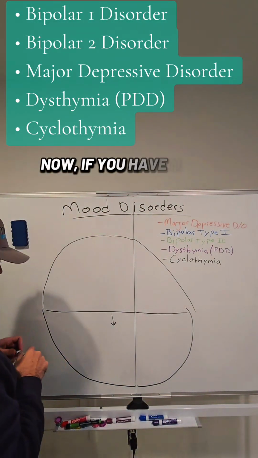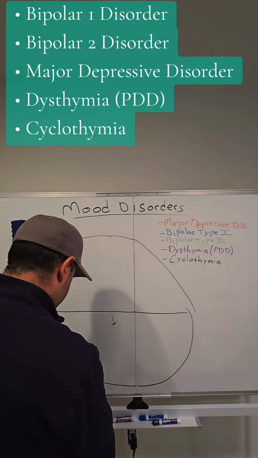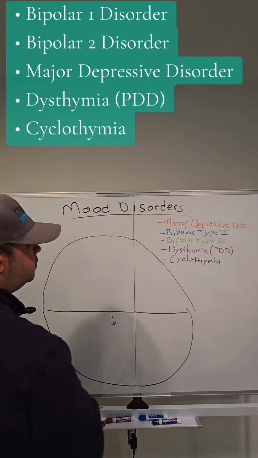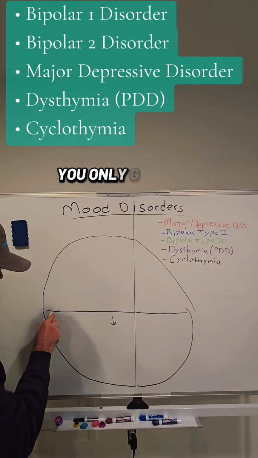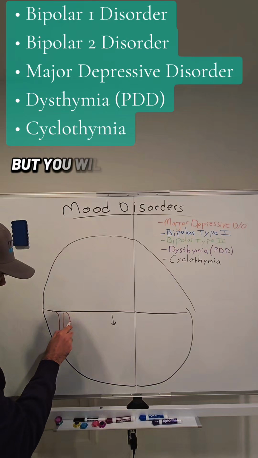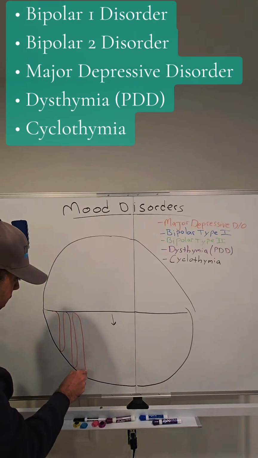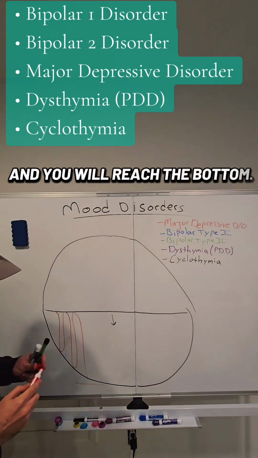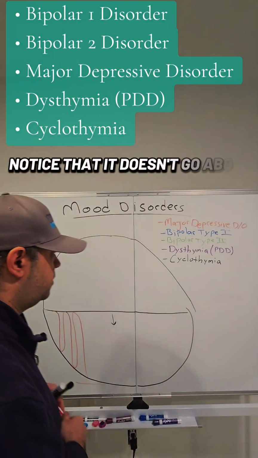Now, if you have major depressive disorder, which is the first one on the list, it's going to look pretty much like this. You only go below, but you will drop all the way down, and you will reach the bottom, essentially. That represents major depression. Notice that it doesn't go above the midline.